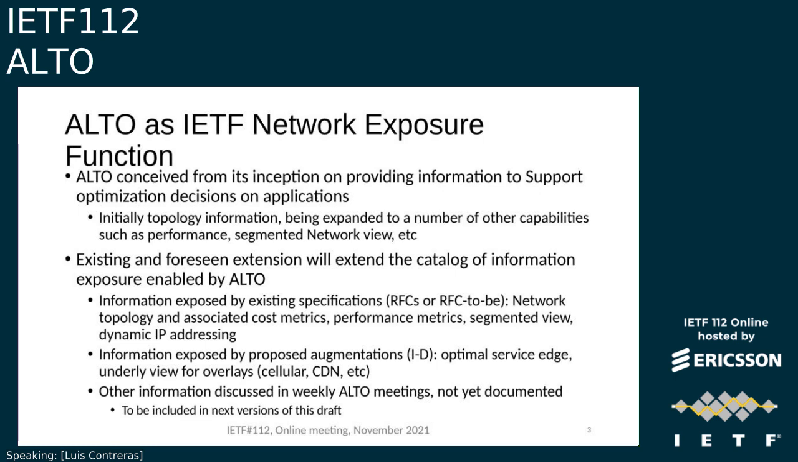Taking into account these capabilities, we structure in the draft different possibilities of information exposure. We are collecting a kind of catalog based on existing and foreseen work. Regarding existing work, assuming what is documented in RFCs or documents that will become RFCs soon, we could count on network topology, associated cost metrics, performance metrics, and the segmented view leveraging the path vector solution. And we could even try to cover some other cases that are not documented at all, but can be straightforward, like dynamic IP addressing that could come, for instance, from the control and user plane separation trend, in both fixed and mobile networks. So dynamic UPF instantiation or dynamic BNG user plane instantiation, where you have a dynamic allocation of IP addresses to those instances.